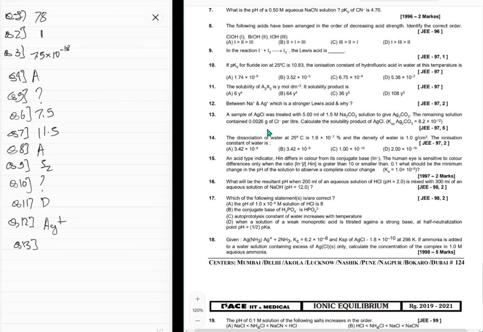Question number 13. A sample of AgCl was treated with 5 milliliter of 1.5 molar Na2CO3 solution to give Ag2CO3. Okay, so it precipitates that. The remaining solution containing 0.0026 grams. Wait, why grams? Of Cl minus per liter. Oh God. So the density is given. Calculate the solubility product of AgCl. So from this you can figure out what the concentration of Cl minus was. Fine. Then what will you do?